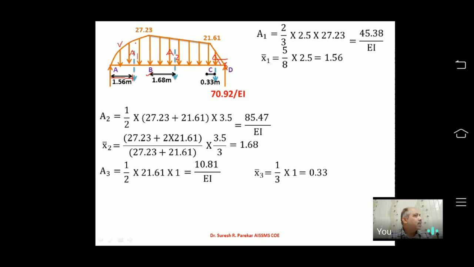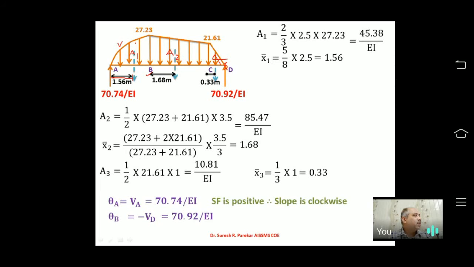Now we have these values, which I have shown over here. So we have theta A equal to VA, 70.74 upon EI. So we have shear force positive, so slope is clockwise, and theta B we have minus Vd, and this will be negative. Actually this value is minus 70.92, and therefore we are going to get this as anti-clockwise, because we have considered the section just left of D and we are considering the right part.